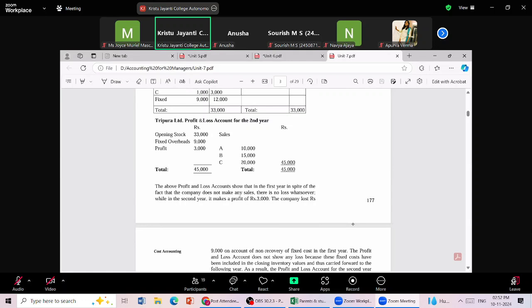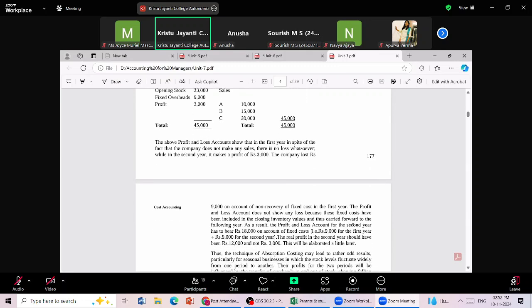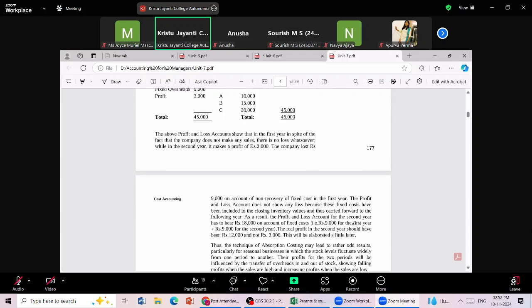So here basically if you see the first year profit and loss, it shows that in the first year the company did not make any sales. There is no loss, whereas it makes a profit of 3,000 rupee. But the company lost 9,000 because the fixed cost is not being adjusted in their total. So there is a loss which has been incurred.